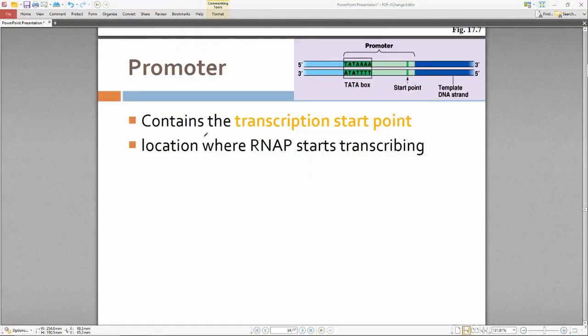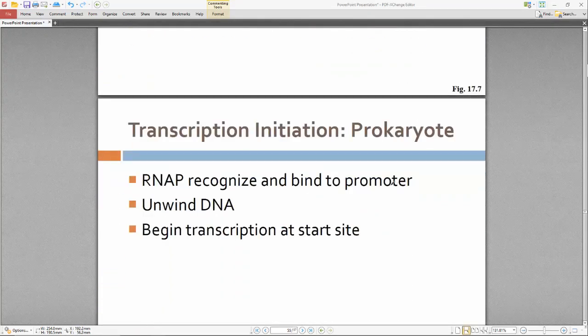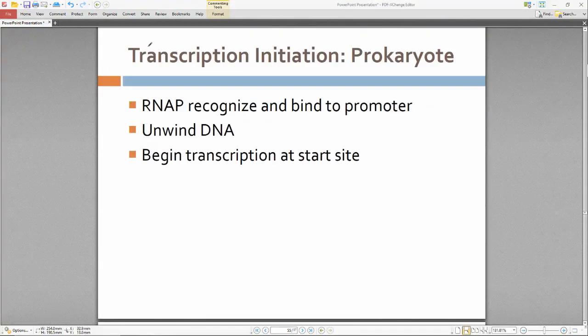So the promoter contains the transcription start point. This is important. And the start point is where RNAP starts transcribing. Initiation processes are different between prokaryotes and eukaryotes. In prokaryotes, the RNAP recognizes and binds to the promoter. It unwinds the DNA and then begins transcription at the start site.